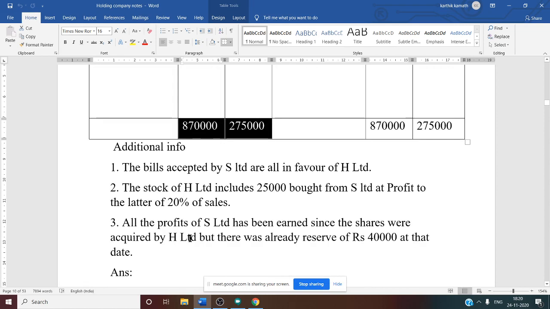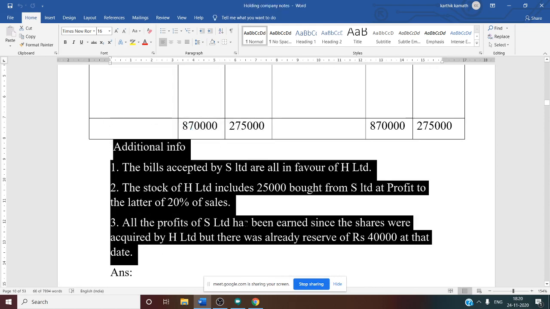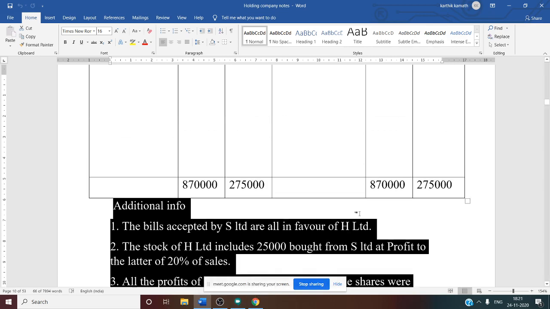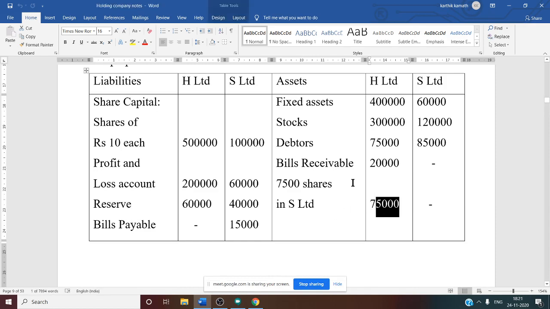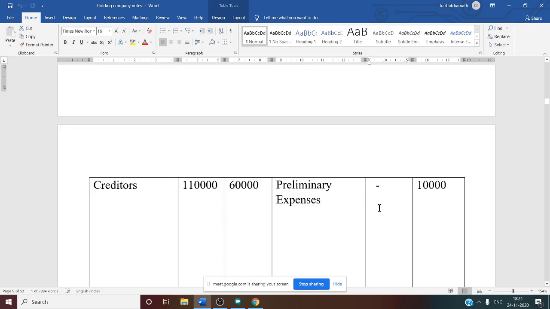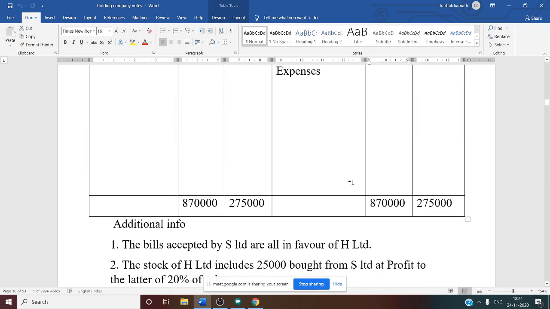If you see the additional info here, the first one is: bills accepted by S are all in favor of H. S means the subsidiary, H means the holding company. They are not mentioned specifically, but how do we understand? I have already discussed investment. The majority is with H, so H becomes the holding company. The minority is with S, so that becomes the subsidiary company.